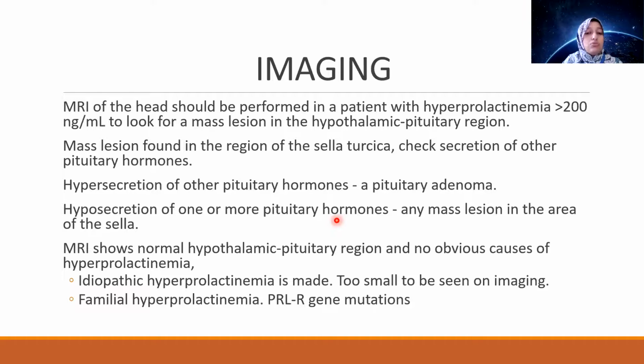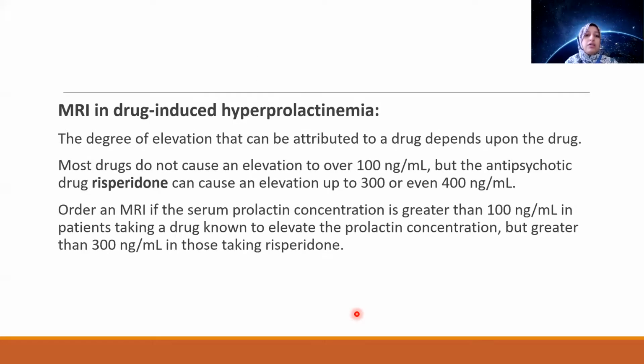So check other pituitary hormones. If other hormones are raised, the likely possibility is pituitary related hyperprolactinemia. Otherwise, there can be other mass lesions, like a meningioma or a dermoid cyst, or other lesions related to the sellar area. When the MRI shows a normal hypothalamic pituitary region and no obvious causes are found, then there can be 2 conditions. Number 1 is idiopathic hyperprolactinemia, in which the microadenoma is too small to be seen on imaging. The other condition is familial hyperprolactinemia, where there is a prolactin receptor gene mutation, and I've explained these 2 conditions earlier.